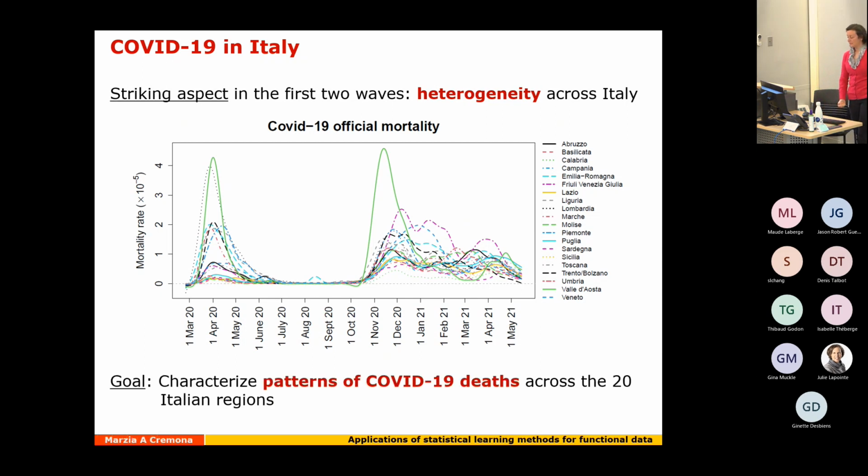So the goal of this analysis was to try to characterize the patterns of COVID-19 death across the Italian regions and try to see if there was any explanation for this heterogeneity among the regions.